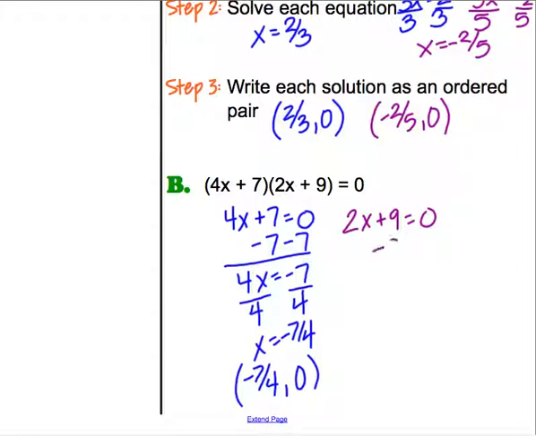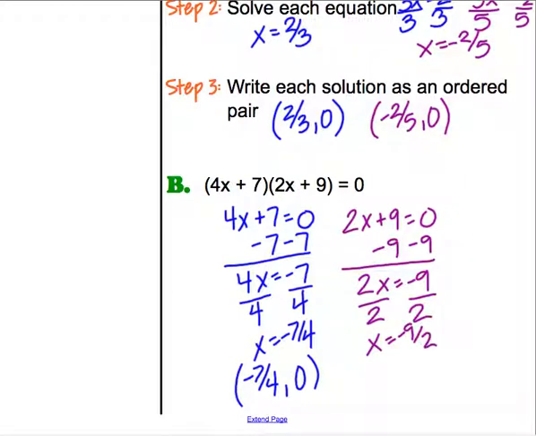For the next one, we subtract 9 from both sides to get 2x equals -9. Then we divide both sides by 2 to get x equals -9/2. And so we have (-9/2, 0). Please make sure you're showing all your work because most of you are not strong enough yet at multi-step equations to be able to skip all the work.